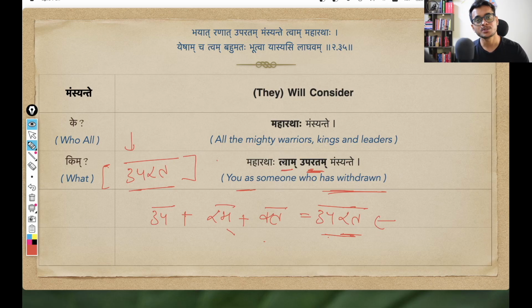That is how these mighty warriors are going to consider Arjuna. That Maharatha Tvam Uparatam Mansate. That they will consider you as someone who has abandoned, someone who has turned their back, or someone who has withdrawn. Okay, so that is the context so far.